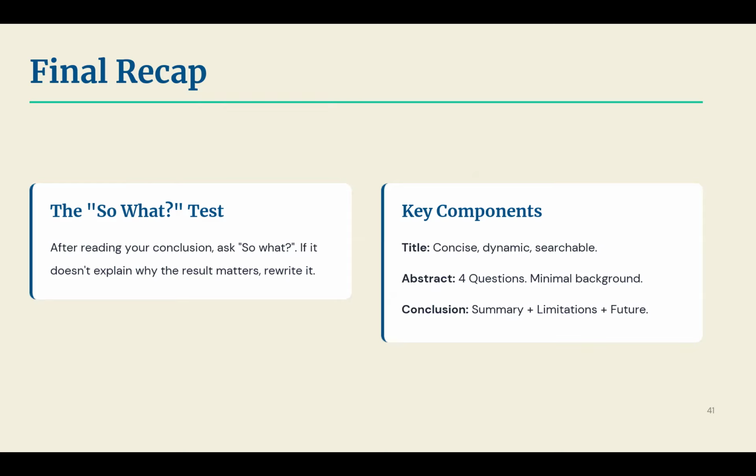So in your research, the front matter and back matter make a wonderful impact in getting it through several gatekeepings. It has key components: the title, which has to be concise, dynamic, and searchable. And you have to have an abstract answering four questions, if you could remember, with minimal background note and with much more new information coming in.